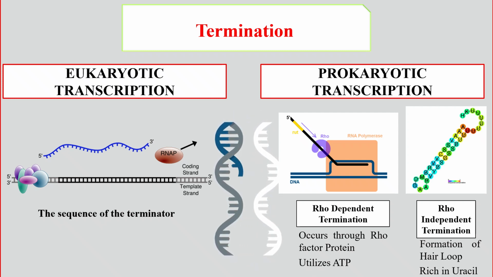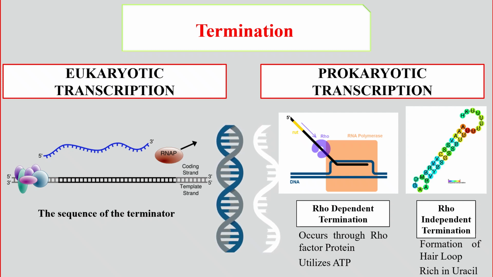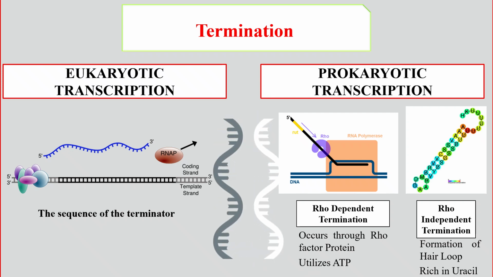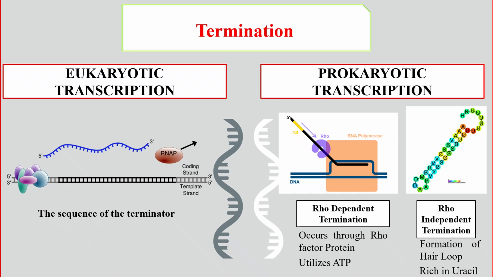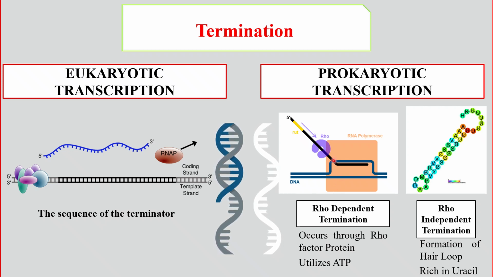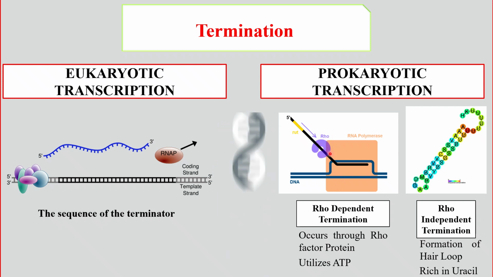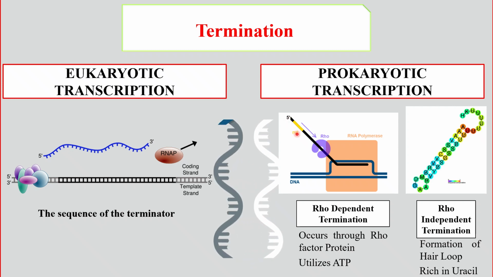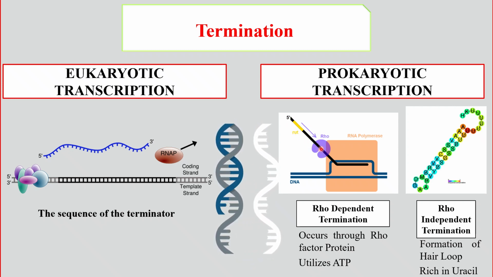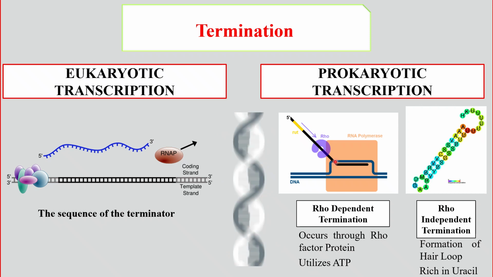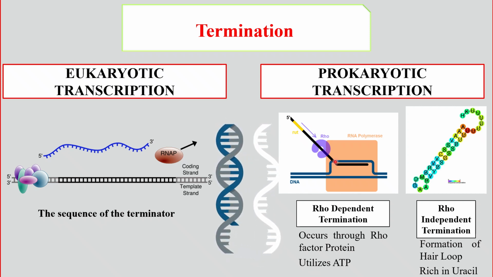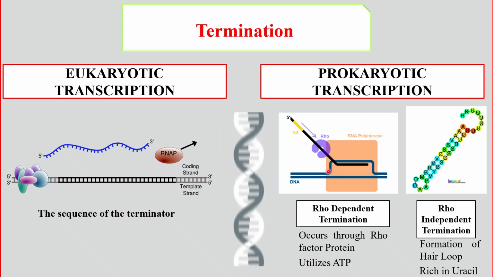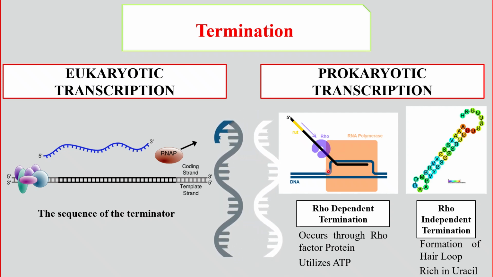While in prokaryotes, when this termination region is reached, there are two different methods that can be used. One is rho dependent termination. In rho dependent termination, the protein known as rho protein will be used. Rho protein will slide along the messenger RNA, and then it will reach the region known as the termination sequence, and at the termination region it will cut the RNA and will release it free.